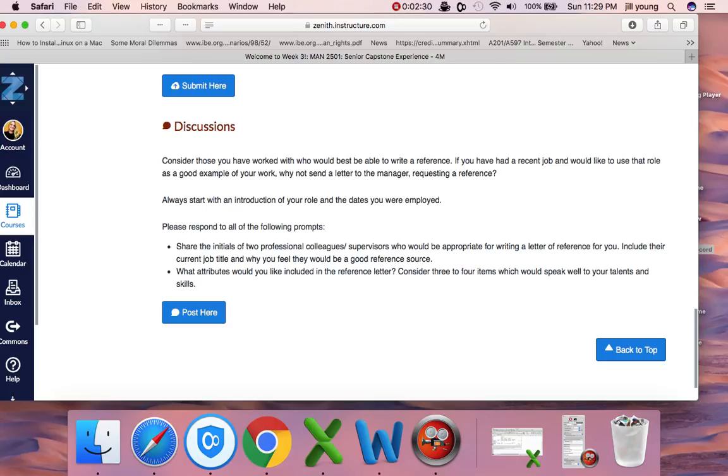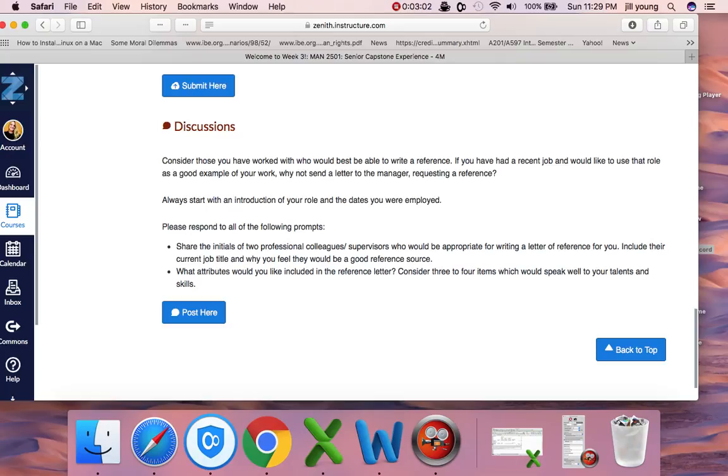And for this assignment, in your discussion, you're sharing the initials of 2 professional colleagues or supervisors that would be appropriate for writing a letter of reference for you. What's their job title? Why do you feel like they would be a good reference? In other words, what makes them a good reference? What do they know about you? What can they tell you? What can they say about you? Make sure you cover that in your discussion.